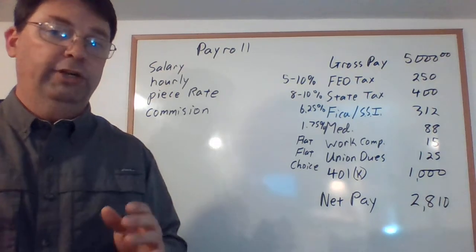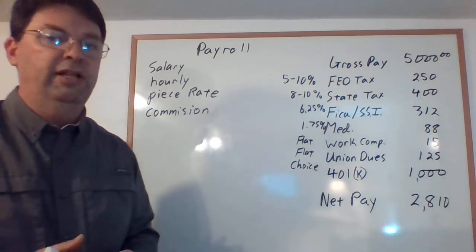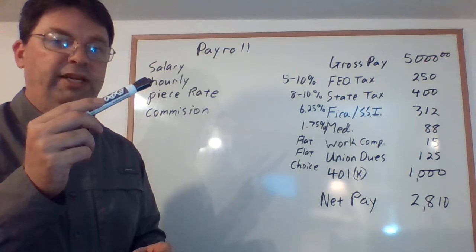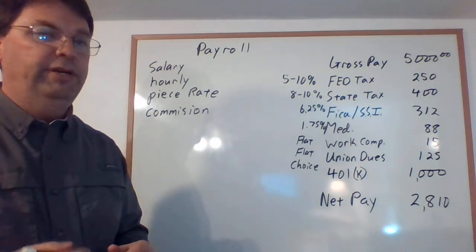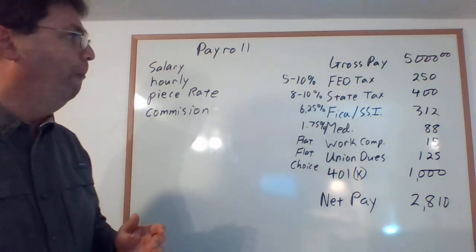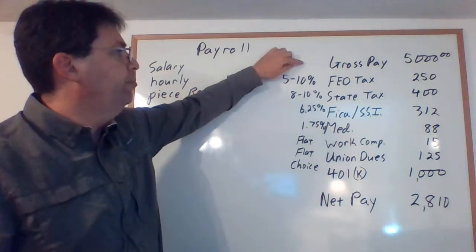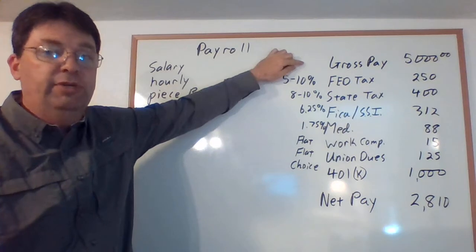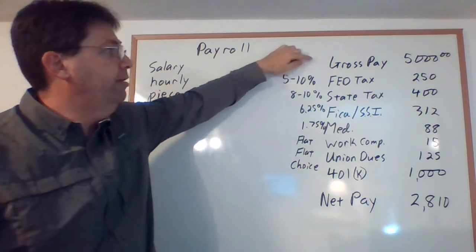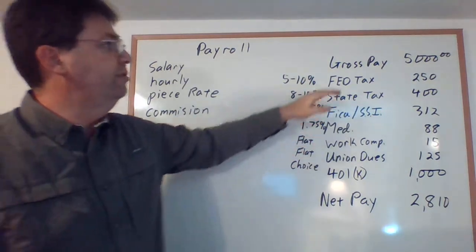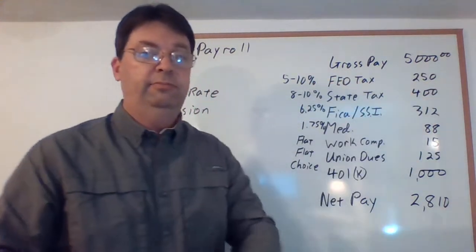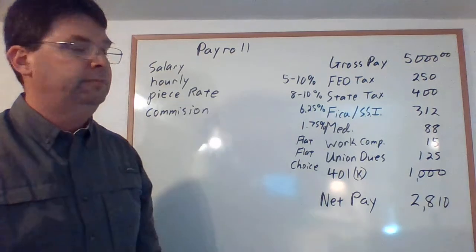Okay? What we're looking at for accounting, though, is payroll. So how are we going to pay someone on a salary or hourly, piece rate, or commission? They're going to earn some money, and what we're going to call that is gross pay. Gross means total. All right? So this is your total pay for the month, let's say.